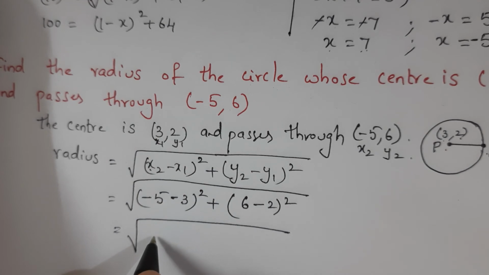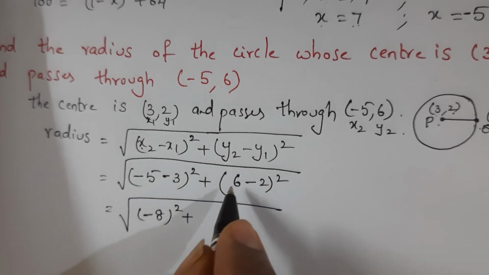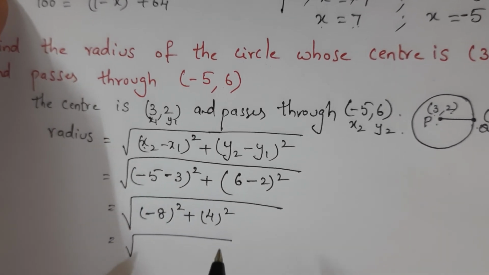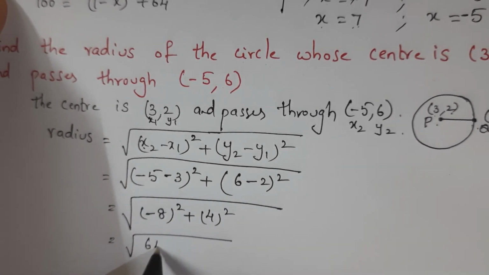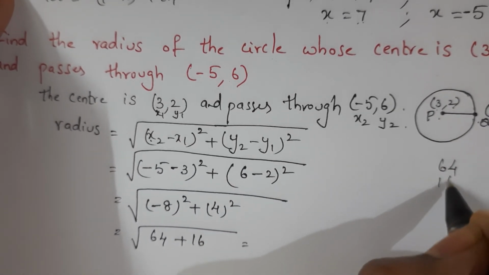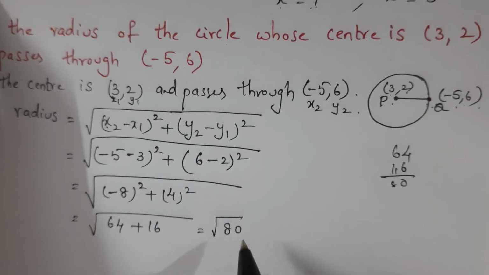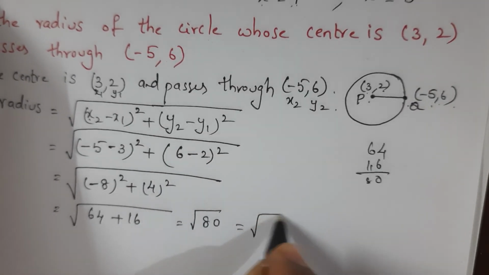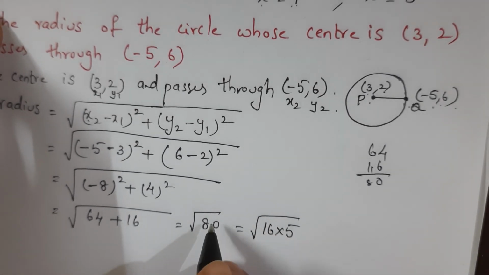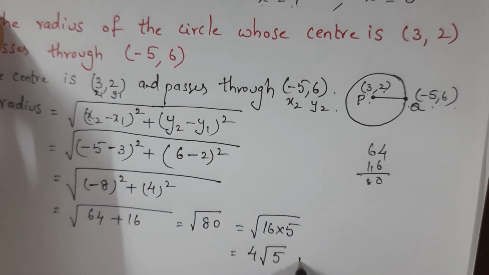that is equal to minus 5 minus 3 means same symbol, so we have to do addition. So minus 8 whole square plus 6 minus 2, that is 4 square. So it is nothing but 8 square means 64 plus 4 square means 16. So if we add 64 and 16, it is 80. So square root of 80. So this 80 can be written as 16 into 5. So 16 if we bring out of the square root, then it can be written as 4 root 5.